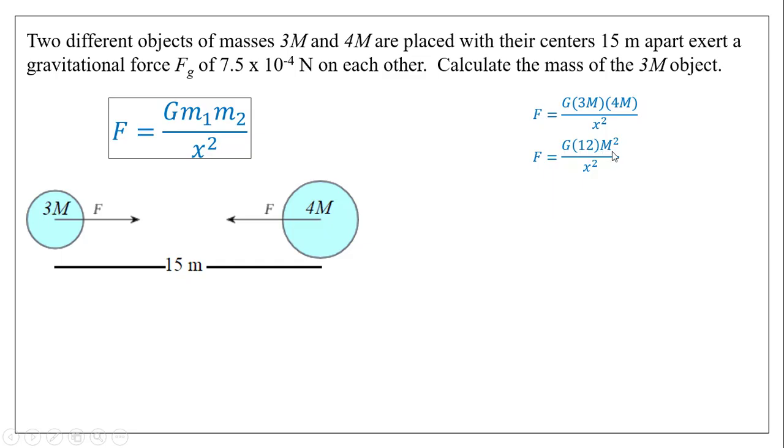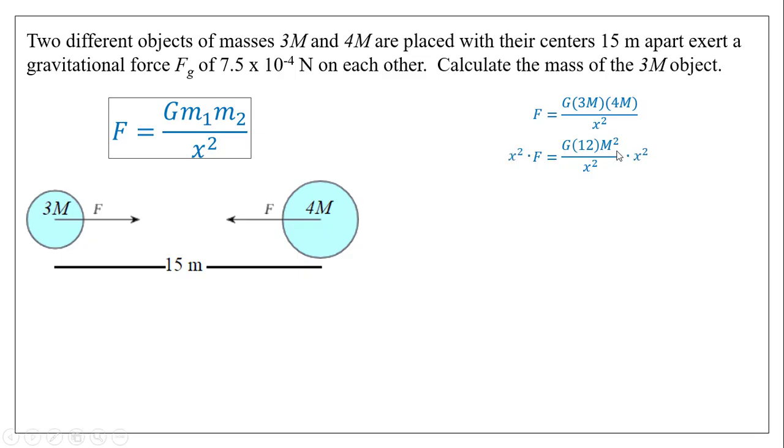Here, the only thing that I don't know is M. I need to solve for M. Once I know M, I can multiply M by 3 because that's the mass of the object that it wants. It wants the mass of the 3M object. I don't know what M is, so really ultimately here, I'm just trying to find what M is, okay?